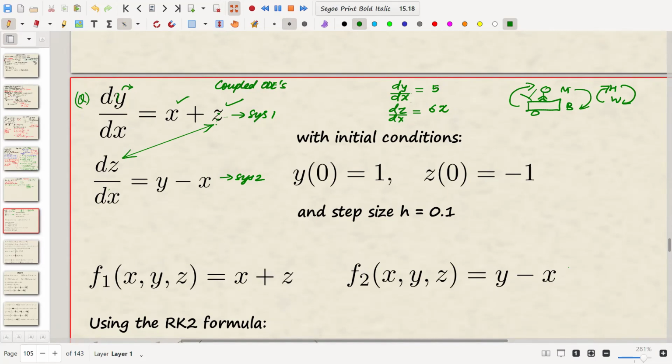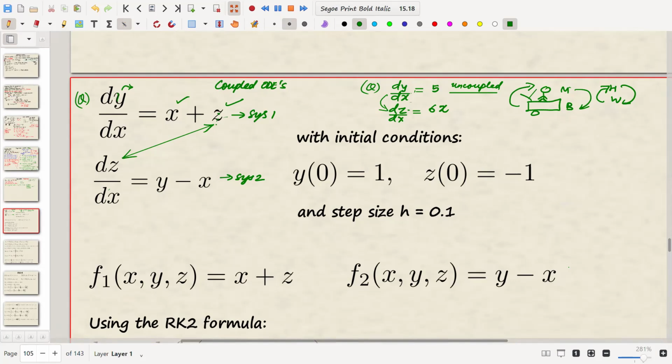But see this, for example, this is another question. dy by dx is 5. It is not depending on Z. So this one doesn't depend on the other one. So these two are uncoupled systems. Can you see the difference now? Coupled and uncoupled. Coupled means system 1 depends on system 2 and system 2 also depends on system 1.